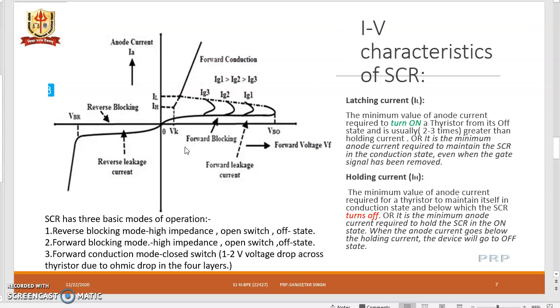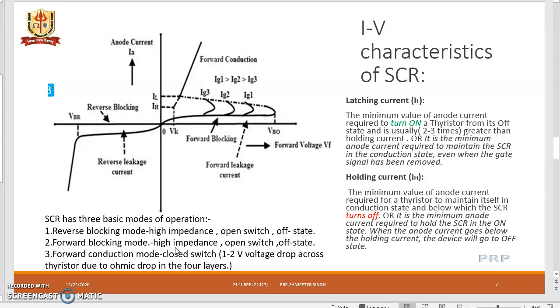Now the operation of the SCR can be understood with the VI characteristics. Here three modes of operation are there. Reverse blocking mode, where the SCR is offering high resistance, high impedance, as it is reverse biased, the anode is negative with respect to the cathode, and therefore a reverse blocking leakage current is flowing. As the breakover voltage is reached, a very high current will start flowing that may damage the SCR. So this part of operation is not desired, and the SCR remains in the off state behaving as an open switch.